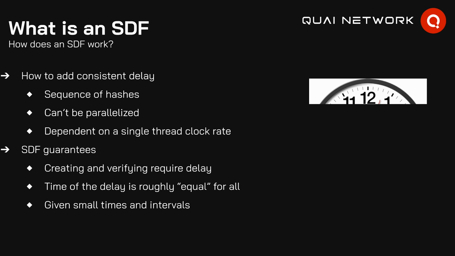So now the question, though, is what is an SDF and how does it work? The purpose of an SDF is to add a consistent delay. The way that it accomplishes this is through a sequence of hashes rather than parallelizable independent hashing. So when we talk about mining, I don't have to do hashes in sequence. I can have many threads that are independently running different nonces over different ranges. So I have independent processes.